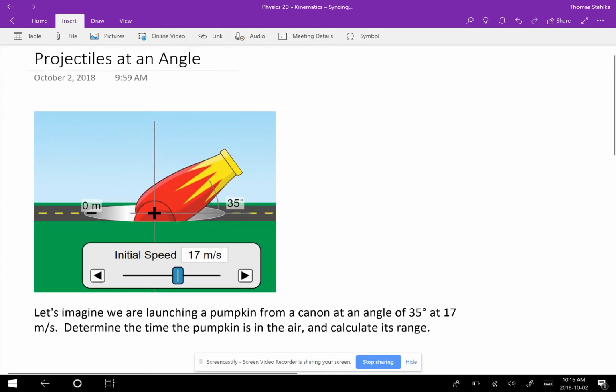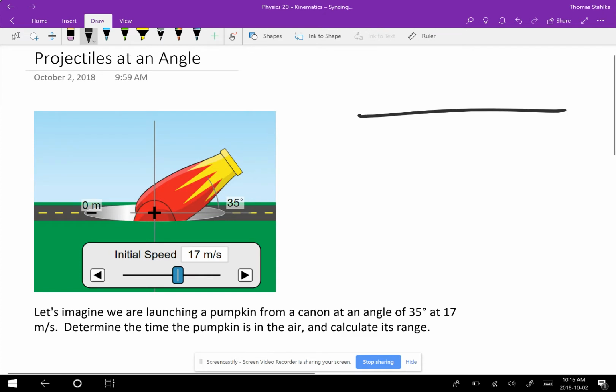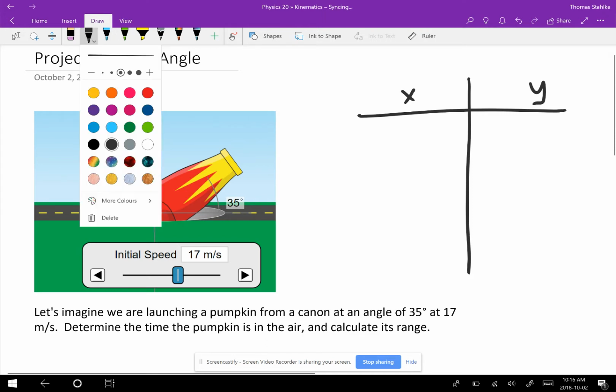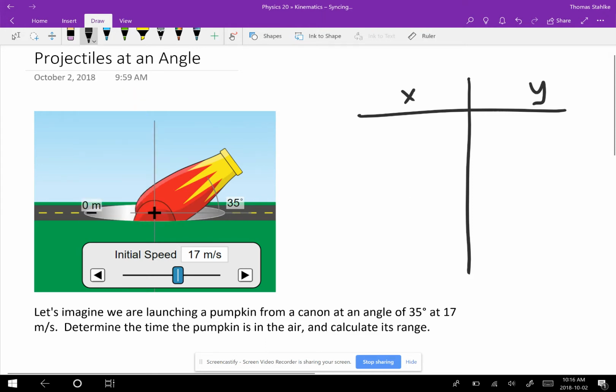So the first thing that we can do here is set up an X and Y chart, just like this. So let's go for uniform motion on the x-axis and accelerated motion on the y-axis. So we can just set this up.